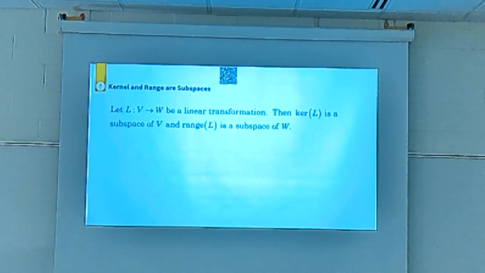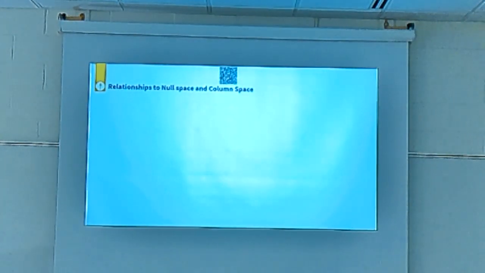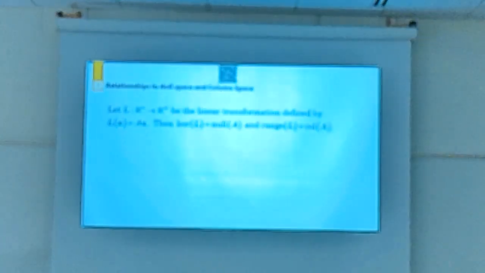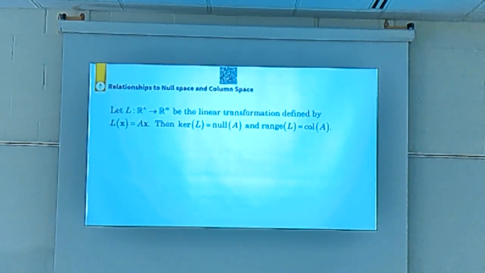Well, not that long ago, we studied two special subspaces of matrices, right? The null space and the column space. If you consider a transformation from Rn to Rn defined by A times X, then the kernel of L is the null space of A, and the range of L is the column space of A.